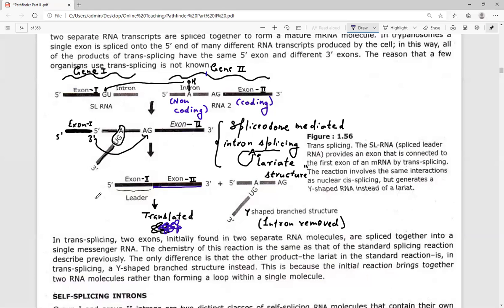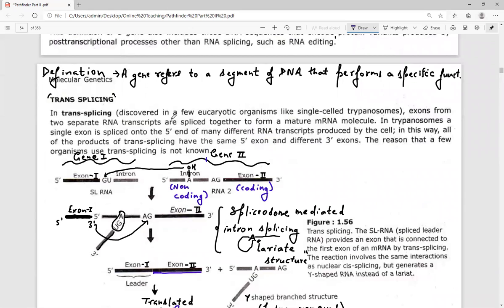Any doubt, any problem? So this type of splicing takes place in a very specialized RNA, which is referred to as slRNA. Trans splicing occurs in the case of slRNA, which has been discovered in a few eukaryotic organisms like the single-cell trypanosomes, such as Trypanosoma gambiense. Exons from two separate RNA transcripts are spliced together to form a mature mRNA molecule in trypanosoma.